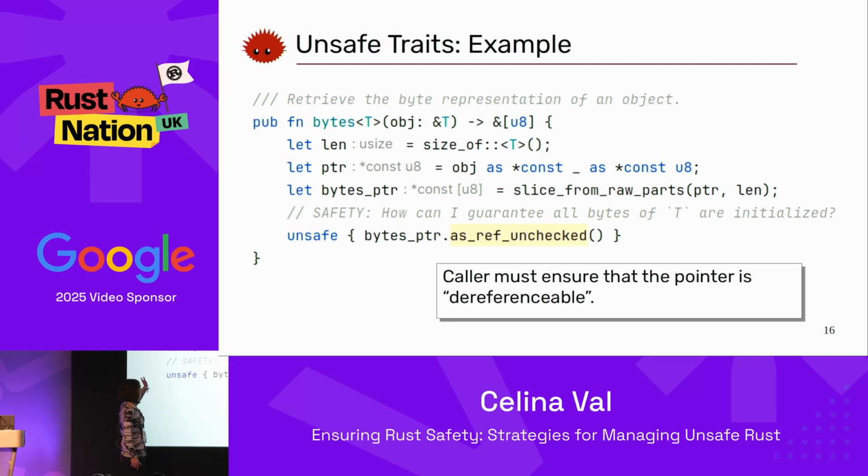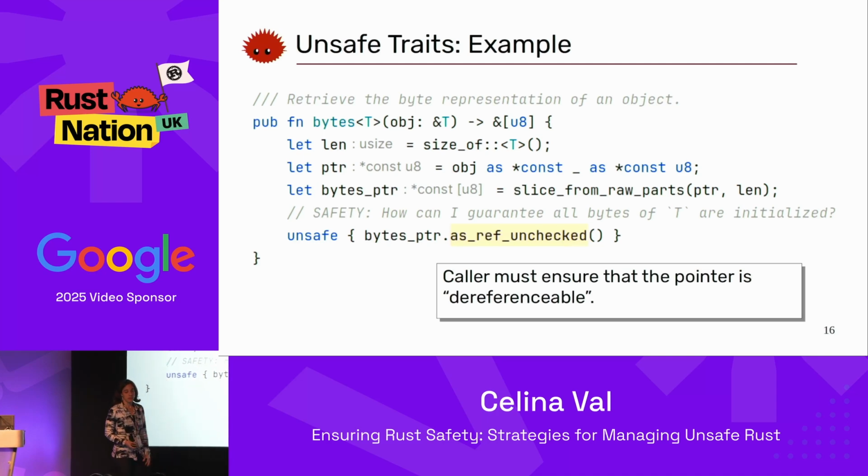If you look at the safety conditions of this unchecked function, it says that the caller must ensure that the pointer is dereferenceable. What does that mean? It means that it has to be aligned, proper size, allocation, aliasing, but also that the value this reference points to is a valid value. But I don't know this. I'm just writing this as a generic.